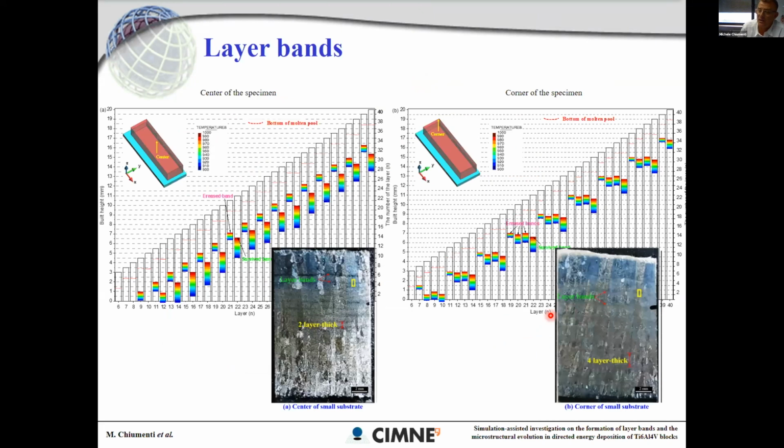And what is interesting is that when we perform the simulation, you can see that the banding observed at the center and the banding observed at the corner are quite different. Typically, in the center of the specimen, this banding is 2 layers thick, while at the corner it's 4 layers thick. And this is due to the different kind of heat accumulation at these two different zones. So typically here you have a heat affected zone which is 2 layers thick, and here it is typically 4 layers thick. So this is quite nice.